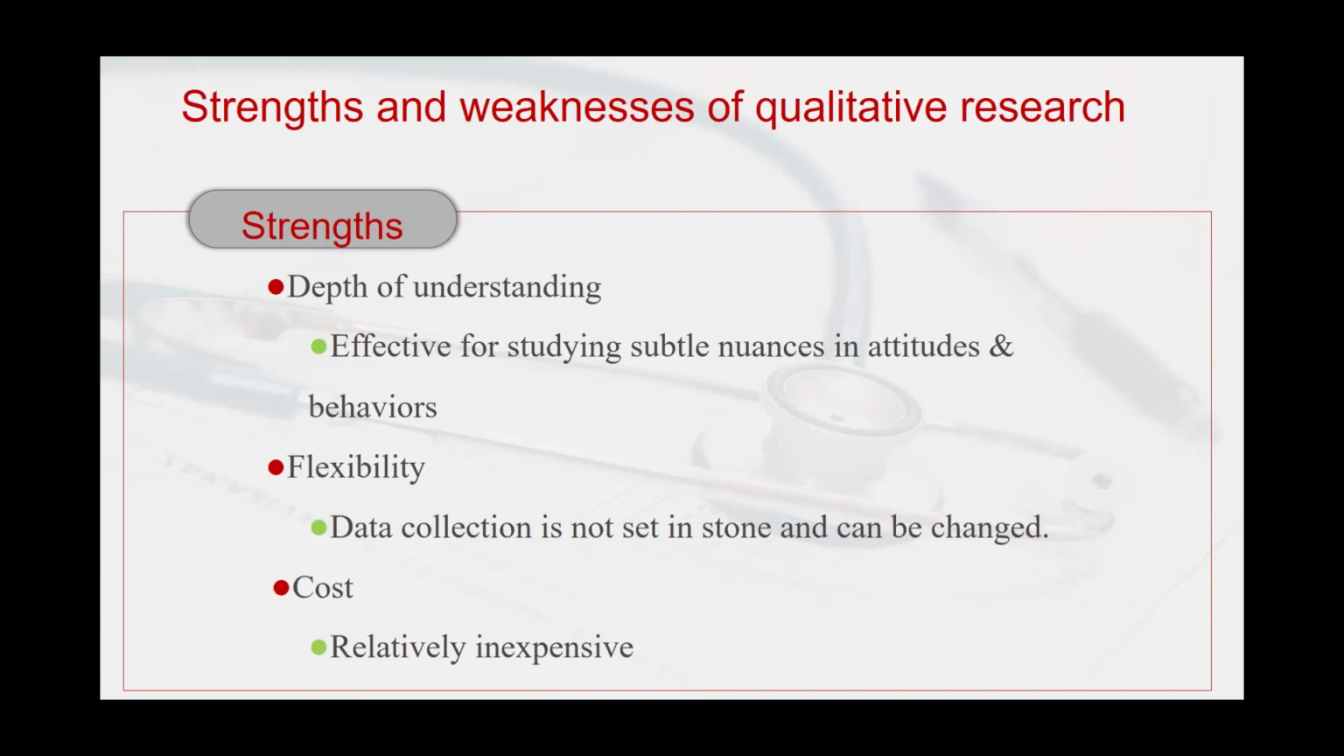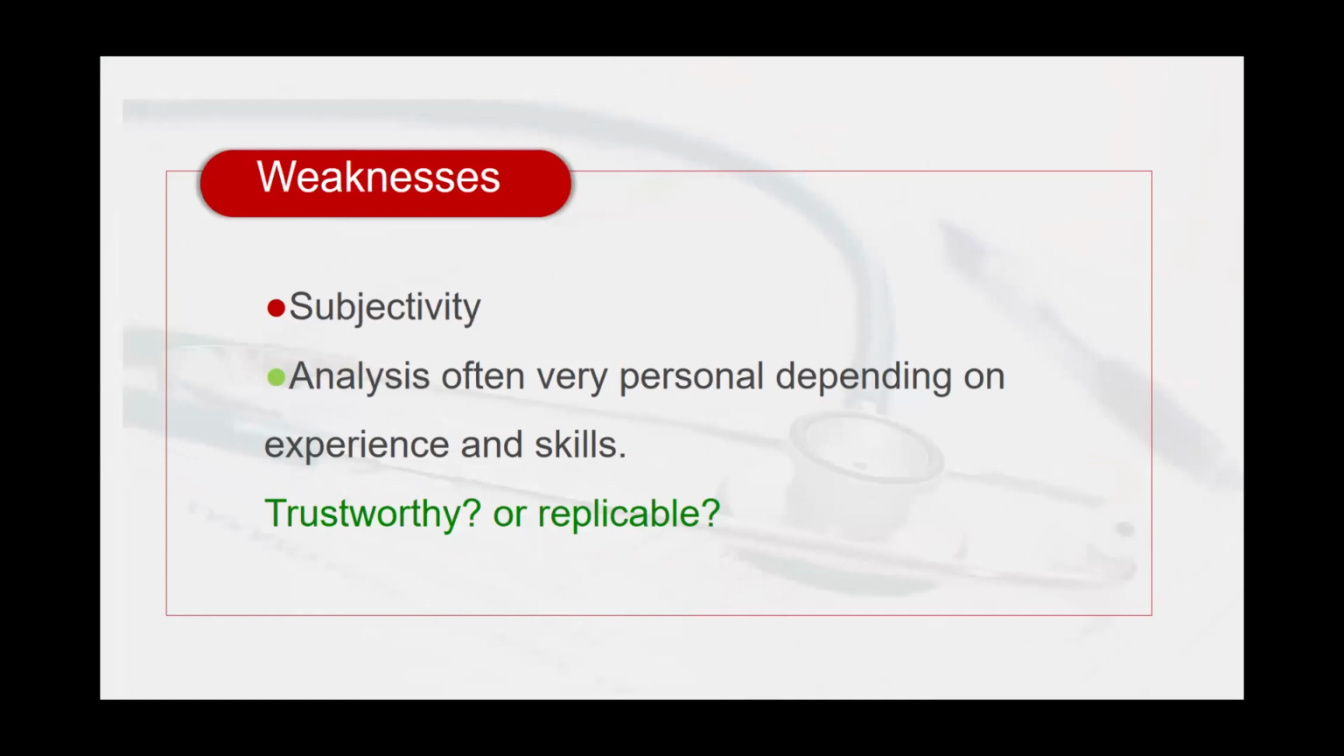Let's look at some weaknesses of qualitative studies. One thing that people often criticize about qualitative research is its subjectivity. If a different researcher analyzes the data, will they get the same results? Are those results reliable, trustworthy? Can people replicate the results?